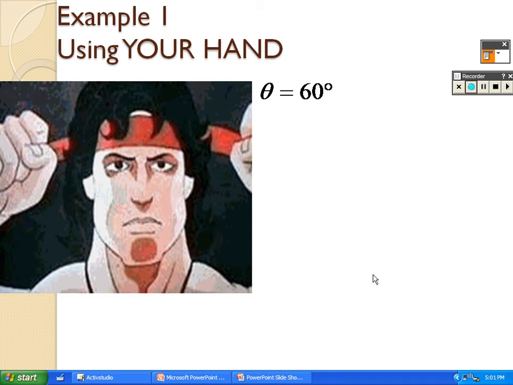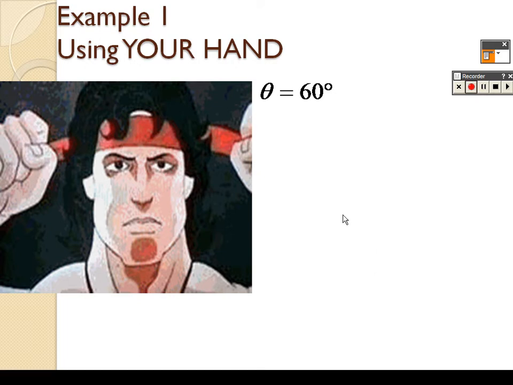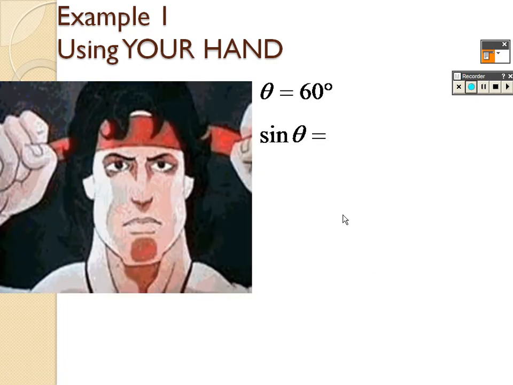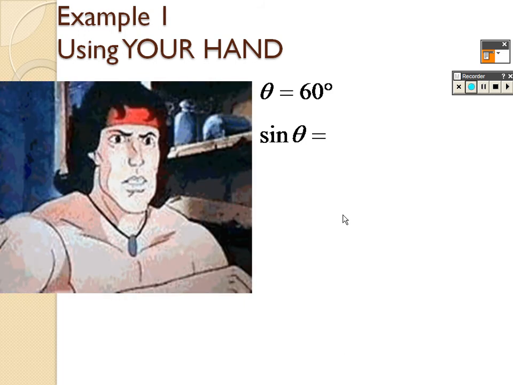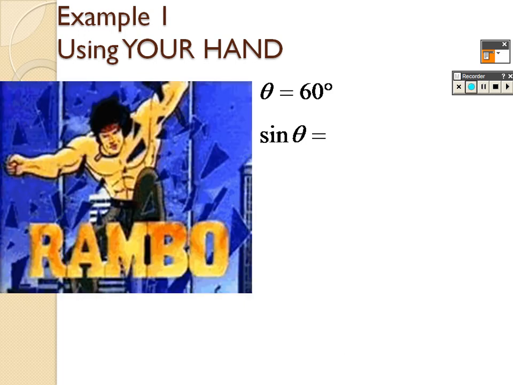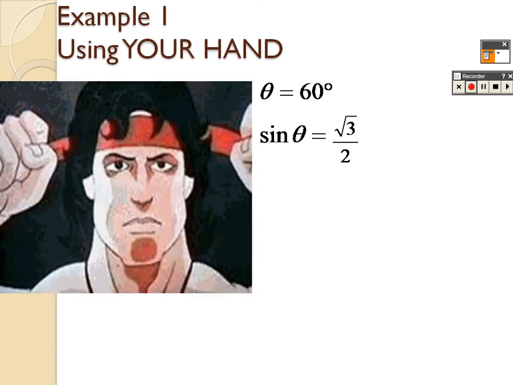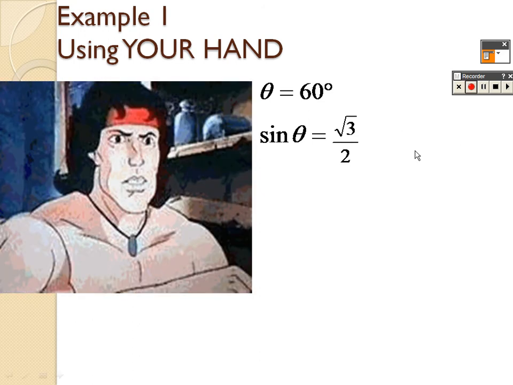Okay, so let's do example 1 here using your hand. So the 60-degree finger is your pointer finger, so put your pointer down. You have your left hand up in the air, with your pointer finger down. So sine. Sine is the square root of everything to the left. We'll count how many fingers you have to your left. You have 1, 2, 3 fingers, that's why it's the square root of 3 over 2. There's your answer for sine.